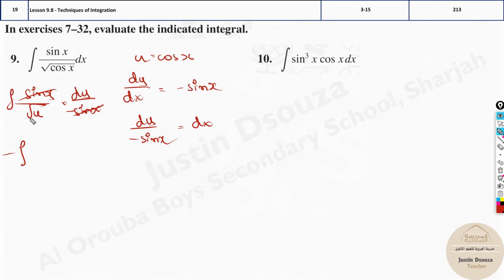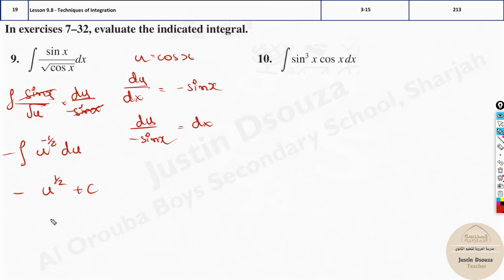We will have negative sign outside, and it's basically, what is this? It's a root u in the denominator, that is u to the power half. When we bring it up to the numerator, it will be u to the power negative half du. Use the power rule, it's gonna be minus outside. Now the integral is gone because you're using the integration formula. It'll be positive half plus c.